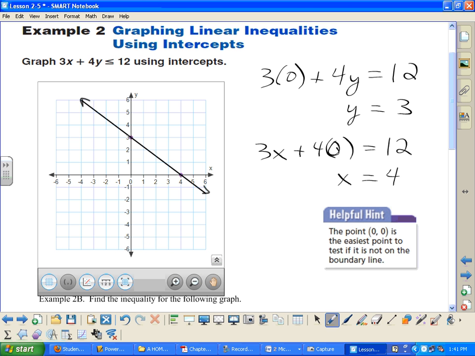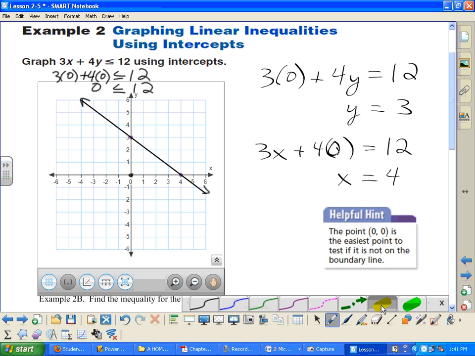And then this is a situation where it's really important that you check by using the point 0, 0. So if I put 0 in for x, is it a true statement? The nice thing about 0 is that anything times 0 is 0. So here we get 0 is less than or equal to 12. Is that a true statement? Yes, okay, so this point was a true statement. So that means I'm going to shade that side of the line.